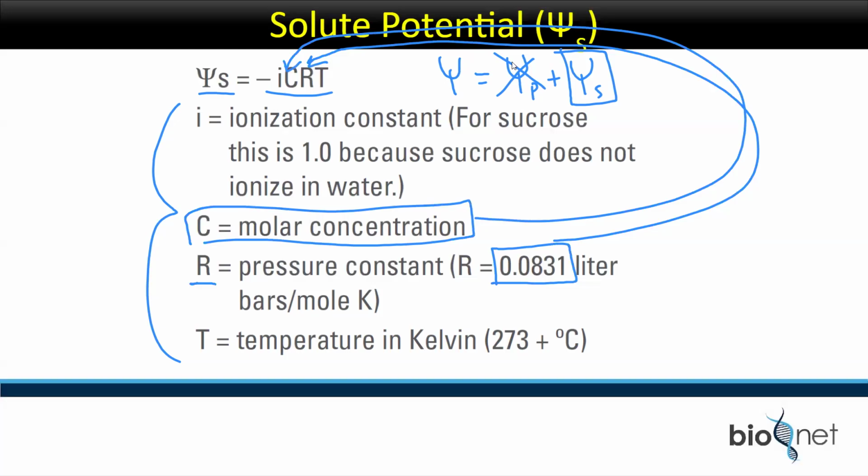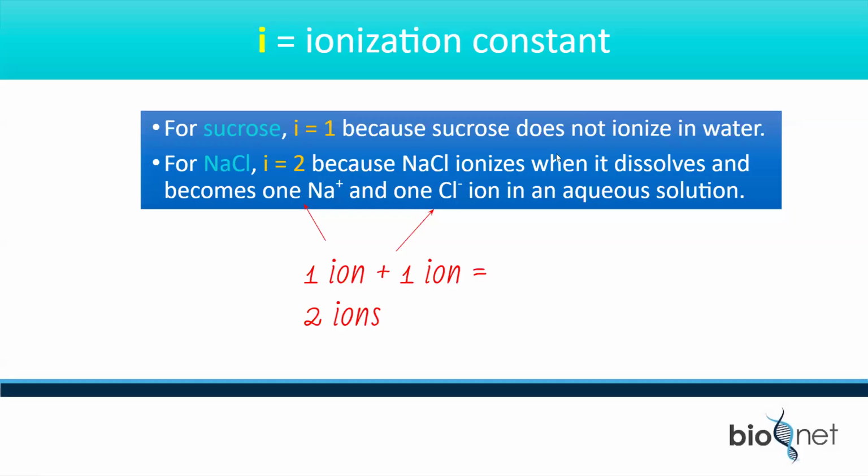The next one, temperature and ionization constant, get a little tricky. But one thing I forgot to point out is there is a negative sign in front. That's going to be super important when we start doing these calculations. Okay, so let's break down the ionization constant, or i. So how do we figure this out?